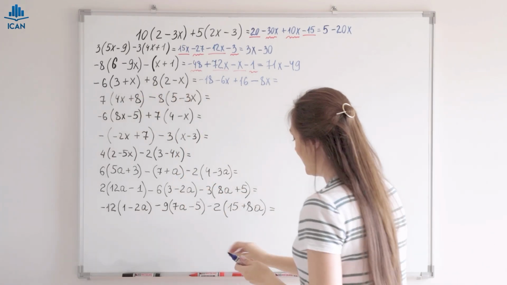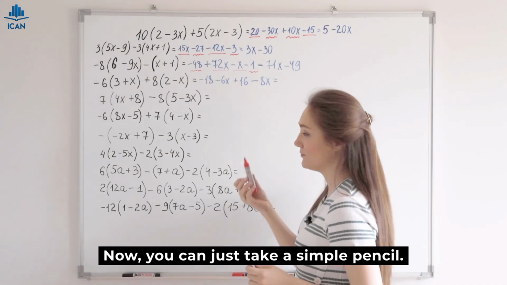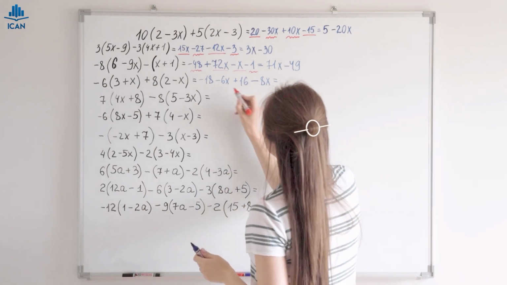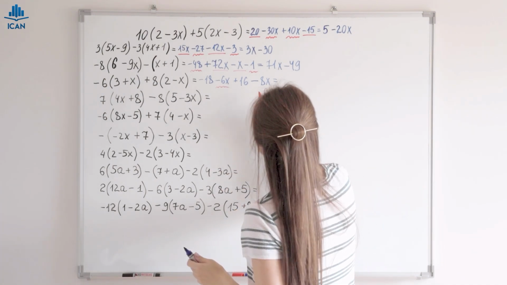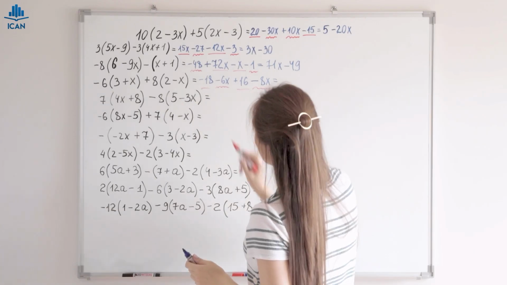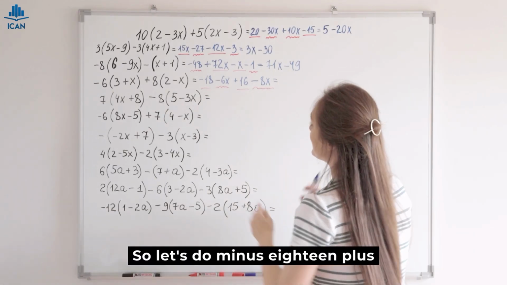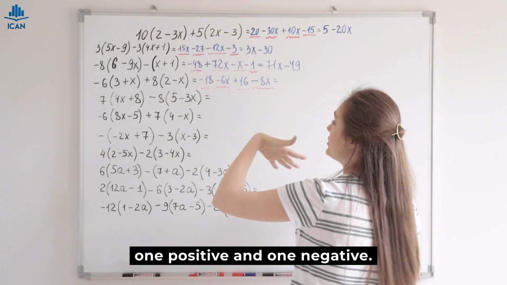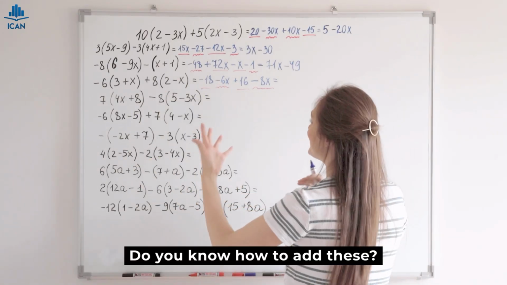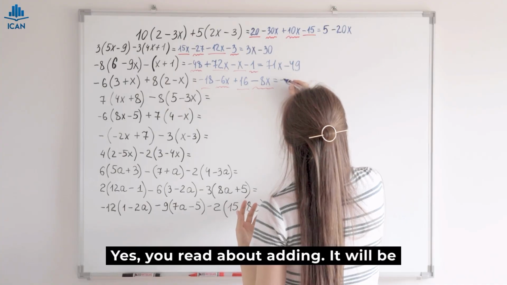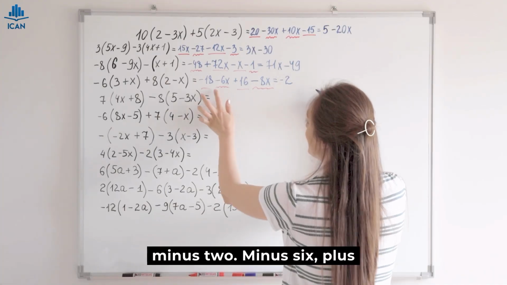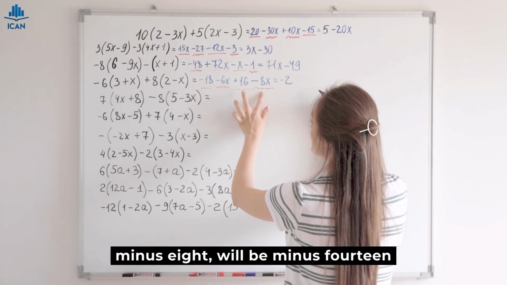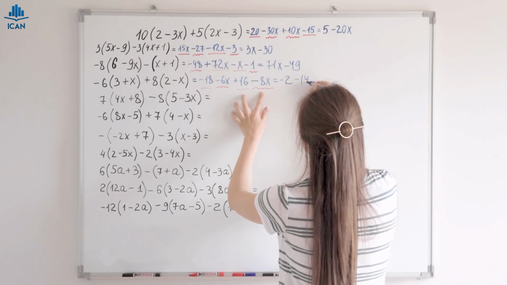We multiplied. Now, you can just take a simple pencil. X, number. Good. So let's do minus 18 plus 16. We have one positive and one negative. Do you know how to add these? Yes, you read about adding. It will be minus 2. Minus 6 plus minus 8 will be minus 14x.